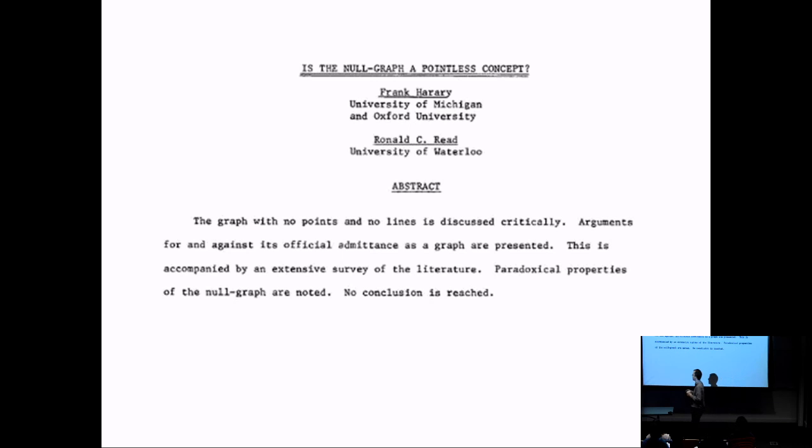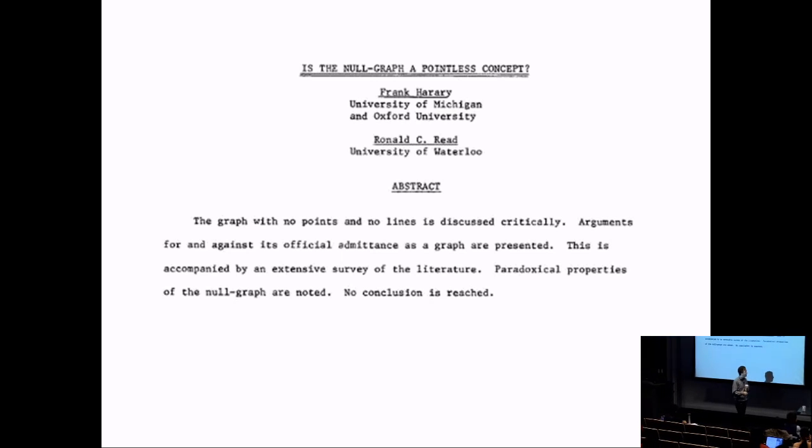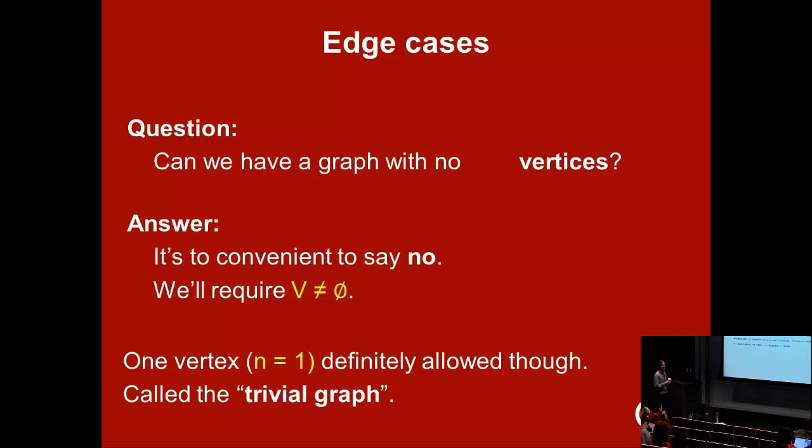They say: we discussed this graph critically. Arguments for and against it are presented. There's an extensive survey of the literature. And at the end, no conclusion is reached. You can kind of tell they don't like it, though. In fact, we're going to say no. For this class, you cannot have a graph with no vertices. We'll always require that the vertex set is non-empty. That takes care of that edge case. But one-vertex graphs, that's totally allowed. n equals 1. There's a picture of it, and that's sometimes called the trivial graph.